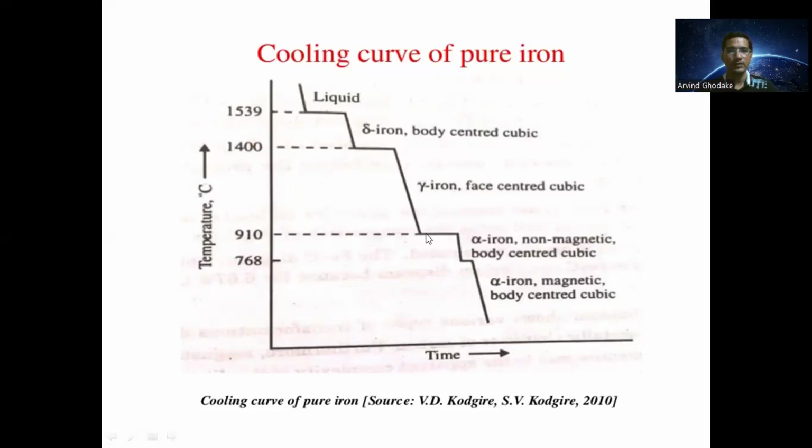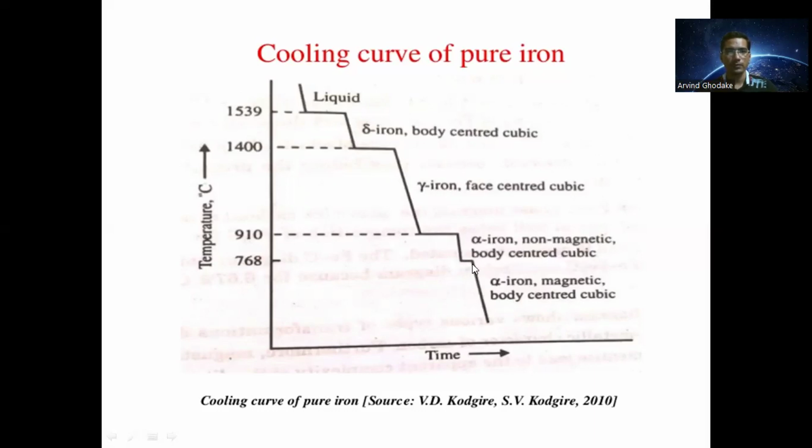After that, for some time, the temperature remains constant at 910 degrees Celsius. Then the phase does not change. After that, the temperature decreases from 910 degrees Celsius to 768 degrees Celsius with respect to some change in the time. So the phase change occurs from gamma iron into alpha iron, which is non-magnetic in nature, and body centered cubic is the structure. After that, at 768 degrees Celsius constant temperature for some period of time, the phase change does not occur.